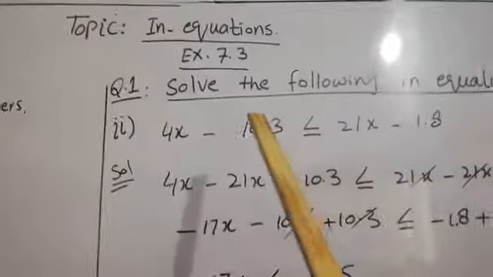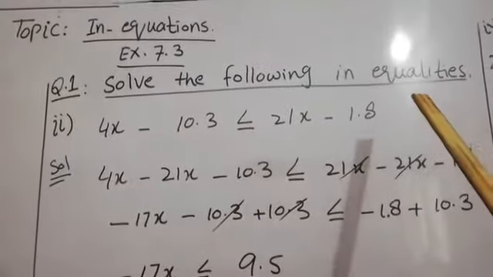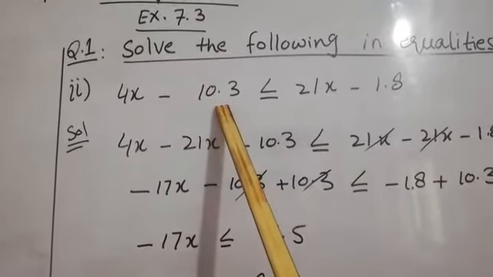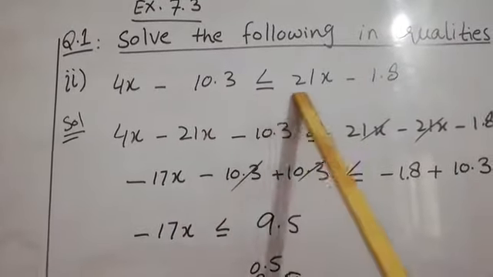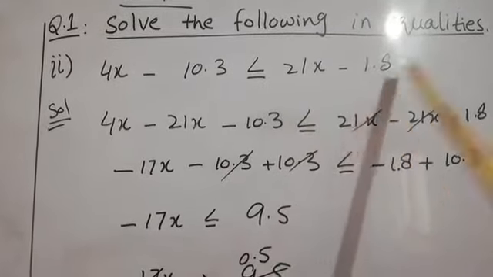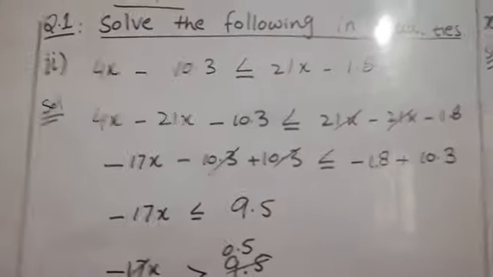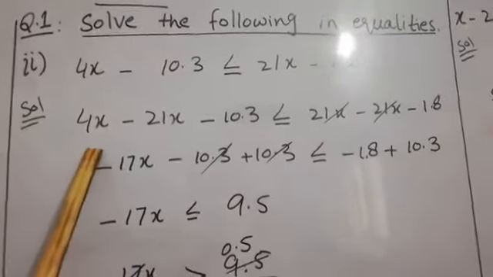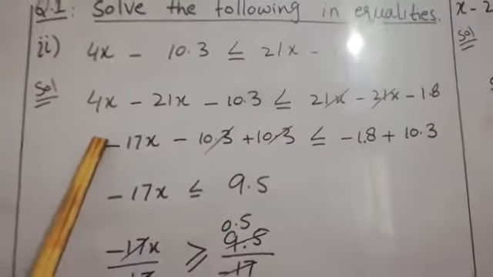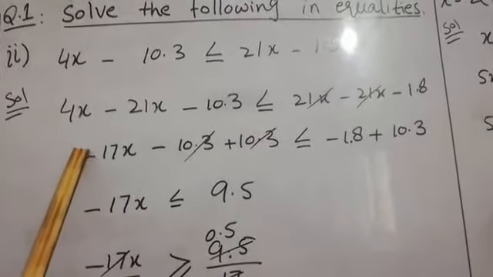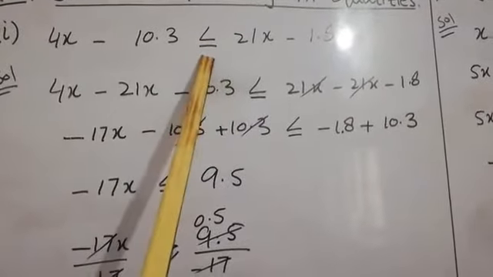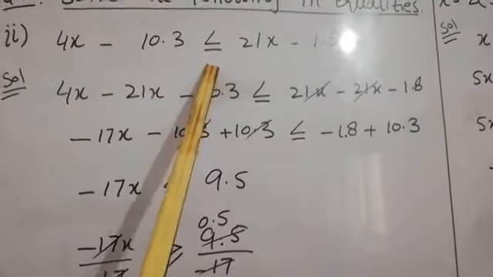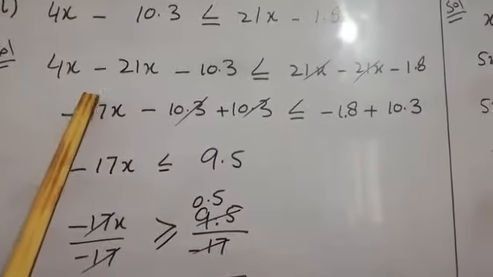Exercise 7.3. Our first question is: solve the following inequalities. The first question is written as 4x minus 10.3 is less than or equal to 21x minus 1.8. Dear students, first remember that there is the same method to solve this question as for equations, but there is one difference: there is an inequality sign instead of the equality sign.